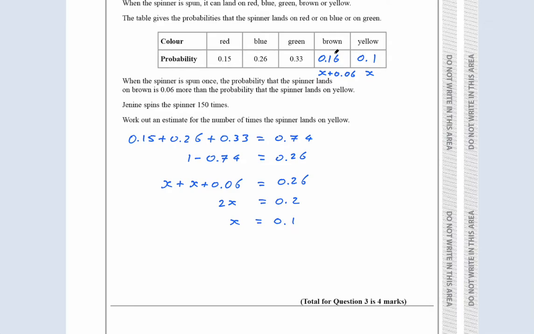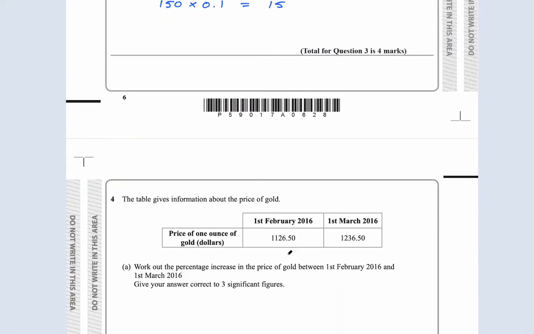Then it says work out an estimate for the number of times it lands on yellow. So it's yellow, the probability is 0.1, which means 10% of the time it will land on yellow. And if he spins it 150 times, to find 10%, I just multiply it by 0.1, which is 15. So the answer is 15. 15 is an estimate of how many times it would land on yellow.